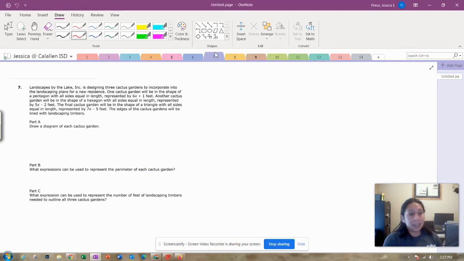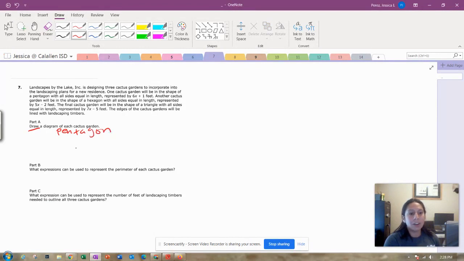Problem 7. Landscaping by the Lake Incorporated is designing 3 cactus gardens to incorporate into the landscaping plans for a new residence. One cactus garden will be in the shape of a pentagon with all sides equal in length represented by 6x plus 1 feet. So let's go ahead and draw, because right here it says draw a diagram.